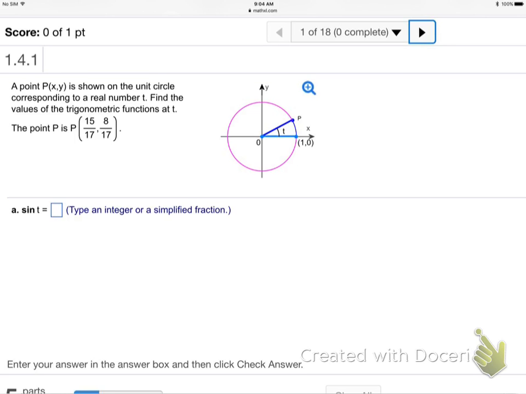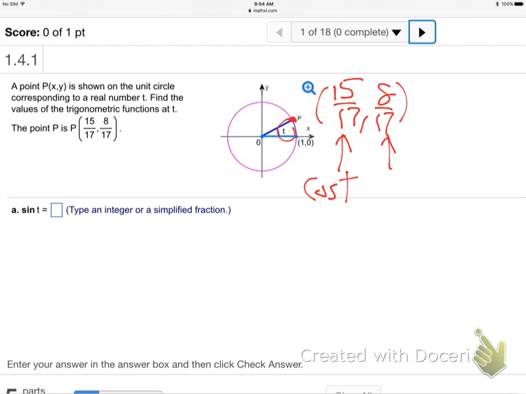Find the values of the trigonometric functions if the point is 15/17, 8/17. So they're saying this point, this P point right here, is over 15/17, up 8/17. So in other words, what is 15/17 then? If it's the x value, it's the what? That's the cosine of the angle, and here they're calling the angle T. And the y value, if it's the y value, it's the what? It's the sine of the angle you happen to be at.